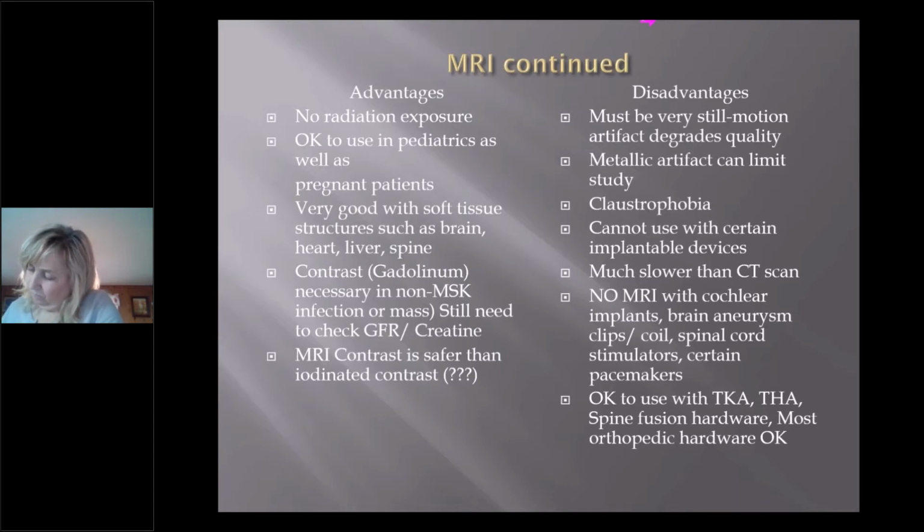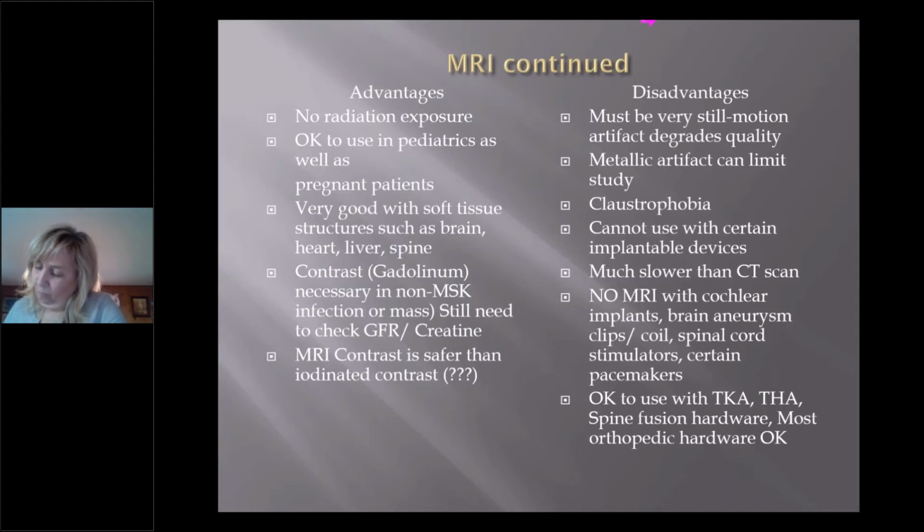What are some of the other implantables, like for Parkinson's disease and vagal nerve stimulators? No go. Those kinds of things are absolute contraindications to MRI because the leads will get moved, and that could really cause a big issue.